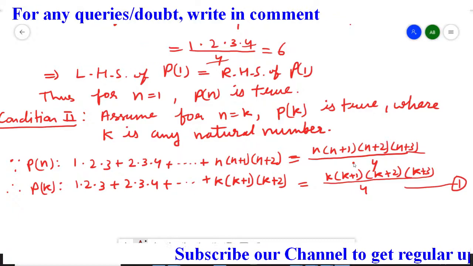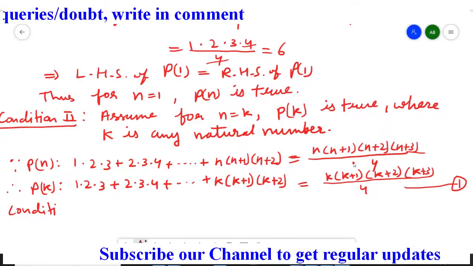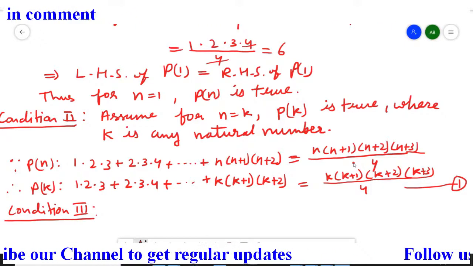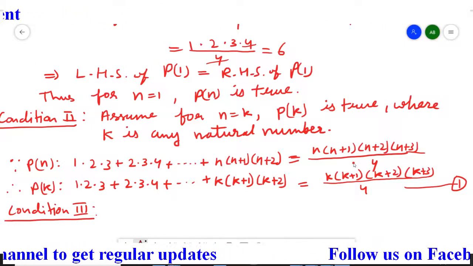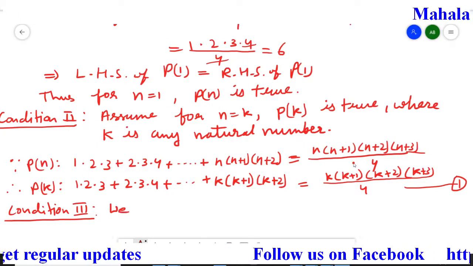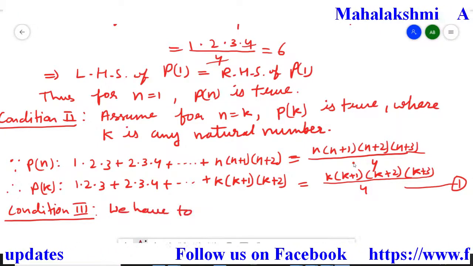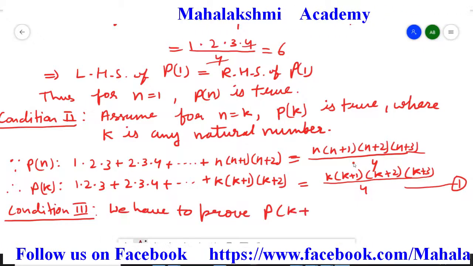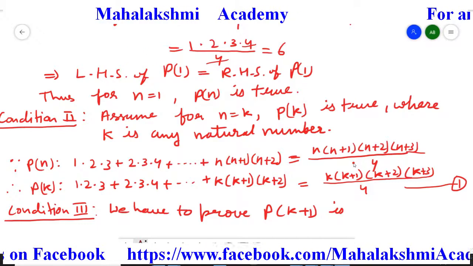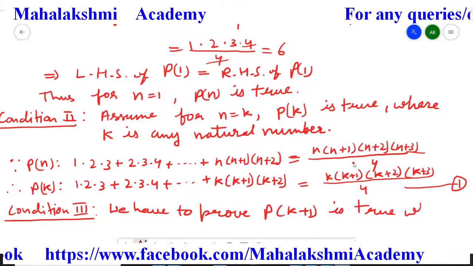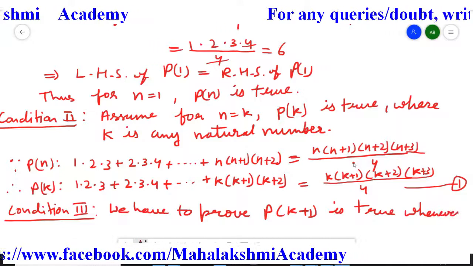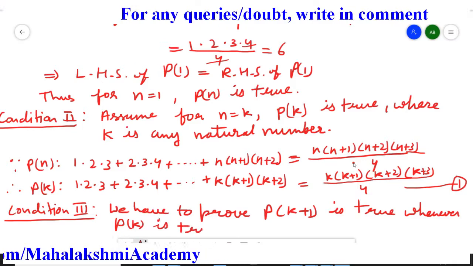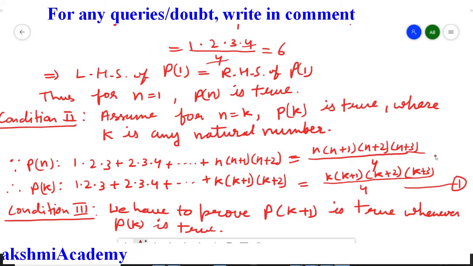Now the third condition. In the third condition we have to prove Pk plus 1 is true whenever Pk is true. So we have to write down, we have to prove, Pk plus 1 is true whenever Pk is true.